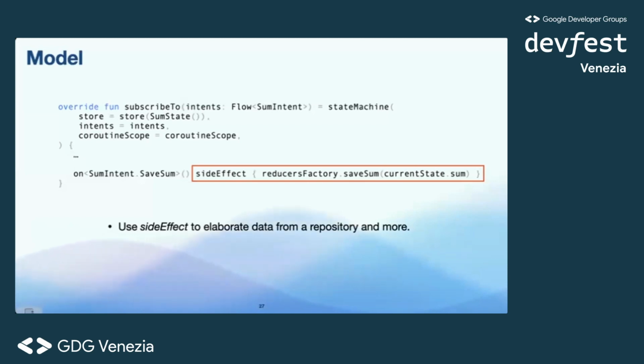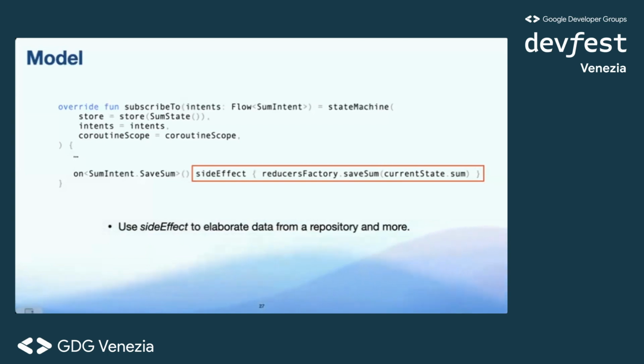So yeah, we call sideEffect here for our SaveSum, which is actually, there's a mistake here. It's not a reducerFactory. It's the repository that's calling that function. Oops, mistake. But yeah, so we're calling the function from the repository to save the sum on some DB, and we get the sum from the current state.